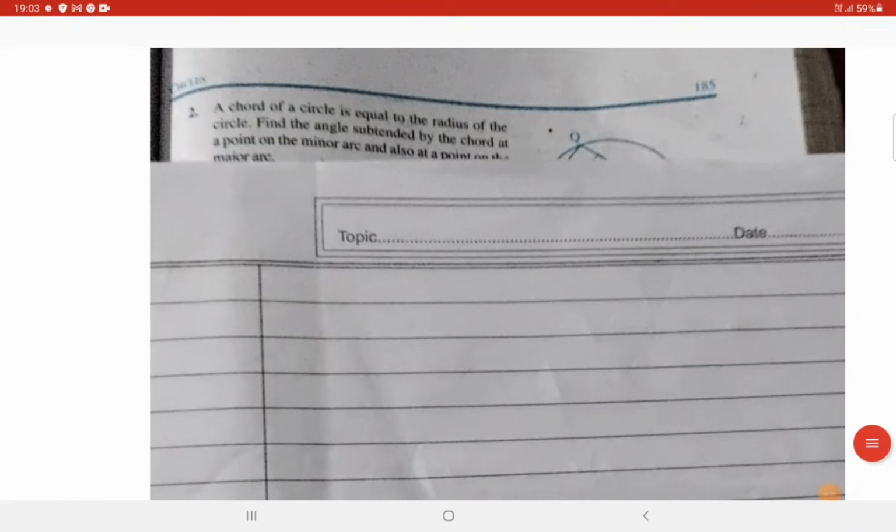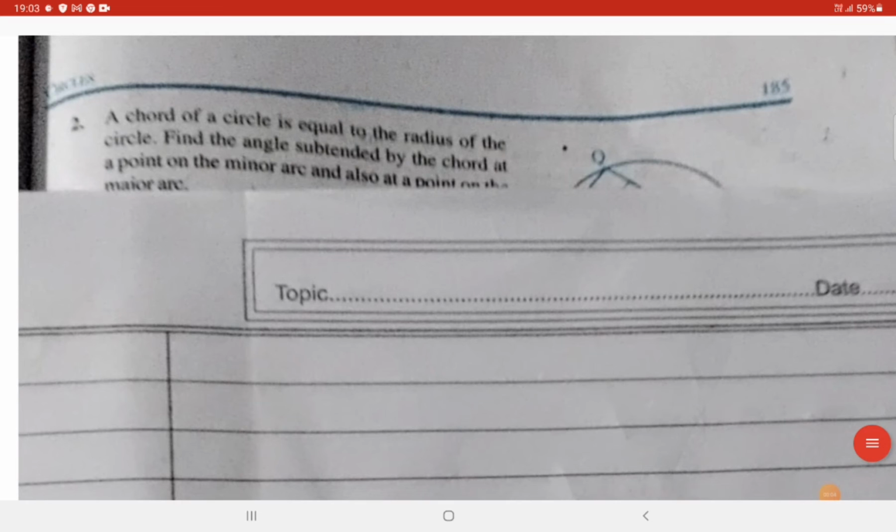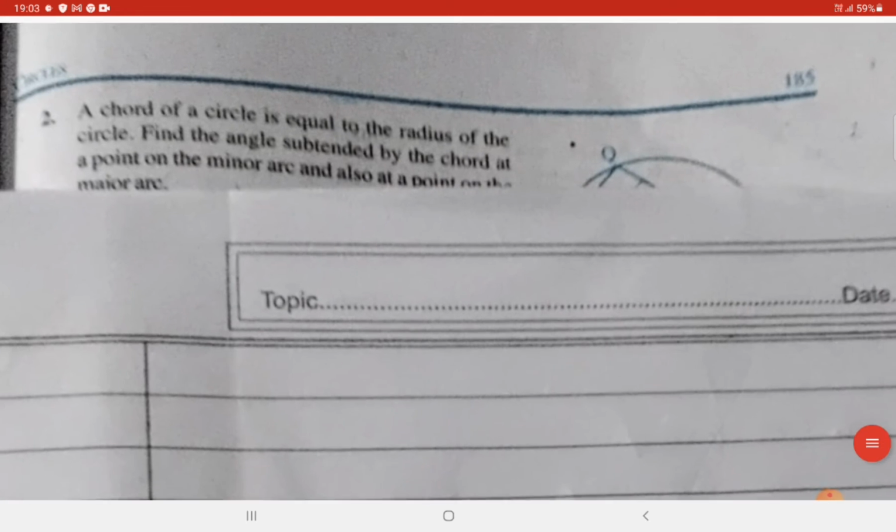Exercise 10.5 question number 2. A chord of a circle is equal to the radius of the circle. Find the angle subtended by the chord at a point on the minor arc and also at a point on the major arc.